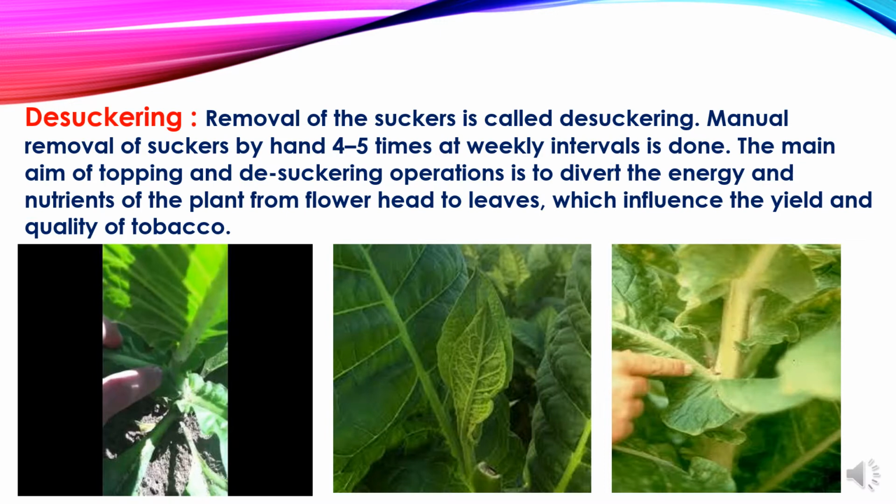What is desuckering? Removal of the suckers is called desuckering. Manual removal of suckers by hand 4 to 5 times at weekly intervals is done. The main aim of topping and desuckering operations is to divert the energy and nutrients of the plant from the flower head to the leaves, which influence the yield and quality of tobacco.